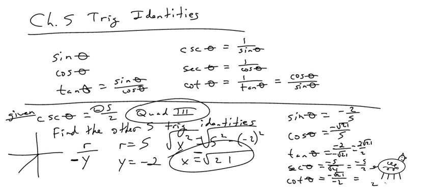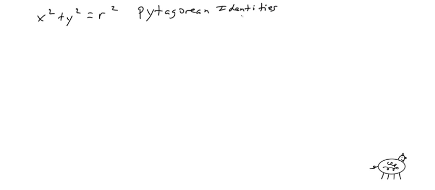All right. So let's move on here. All these other functions, if we draw our unit circle, based on the unit circle, we have x squared plus y squared equals r squared. Okay, these are called Pythagorean identities. And they're all based on the Pythagorean theorem, x squared plus y squared equals r squared.